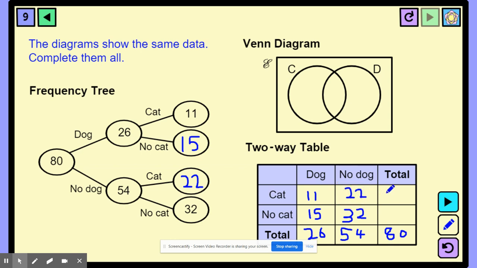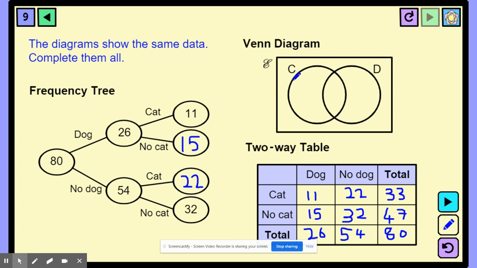We can then work out our total columns, so our 11 add our 22 will give us 33, and our 15 add our 32 will give us 47. Okay, and we can double check that 33 and 47 do in fact make 80, and we can use that then just to help us fill in the Venn diagram.